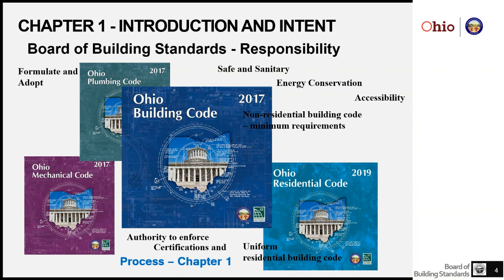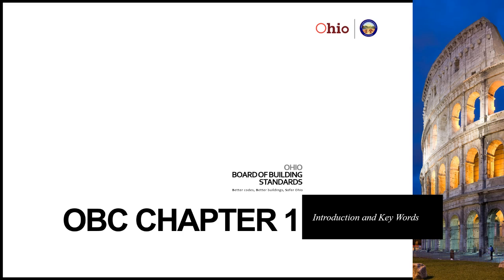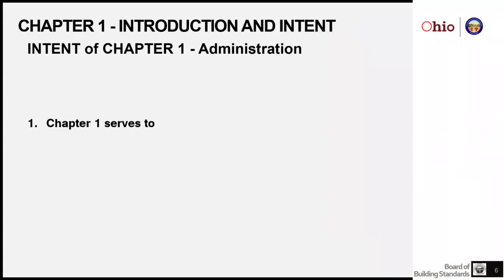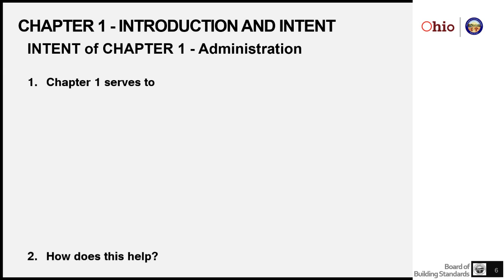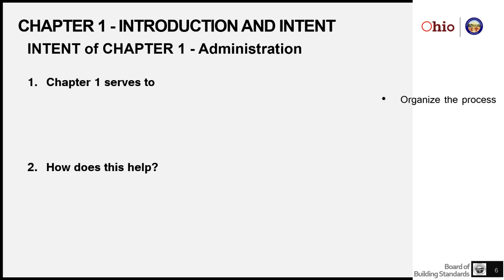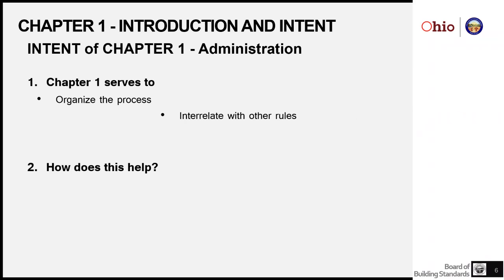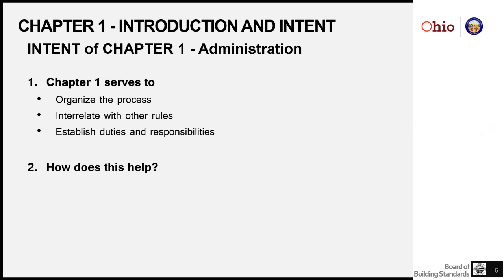So let's get going. I want to start off with a little bit of introduction and some key words that we're going to talk about today. First and foremost, Chapter 1 is about administration, which I talked about. We're going to talk about what Chapter 1 serves to do, as well as how does this help. So it serves to organize the process, interrelate with other rules, establish duties and responsibilities, and provide procedures.